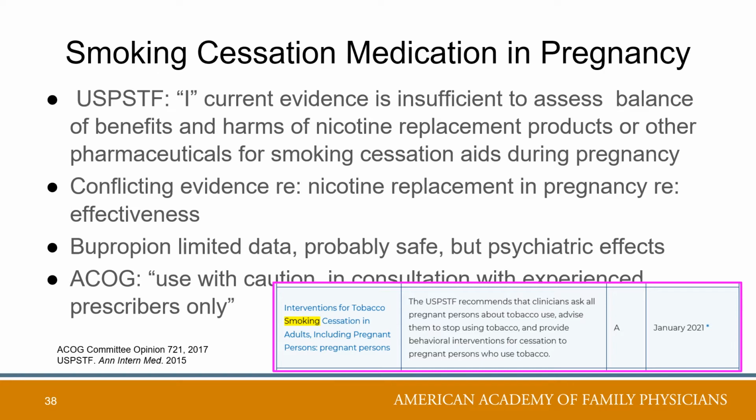Bupropion has limited data but is probably safe. There are some psychiatric effects that need to be considered. So essentially, the American College of OBGYN has said that we can use nicotine replacement products in consultations with experienced providers, and family medicine doctors often feel comfortable using nicotine replacement products in pregnancy.